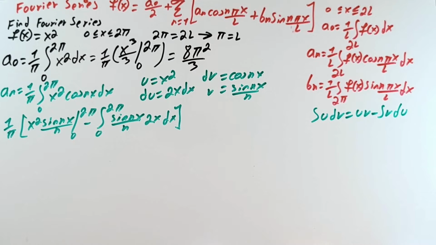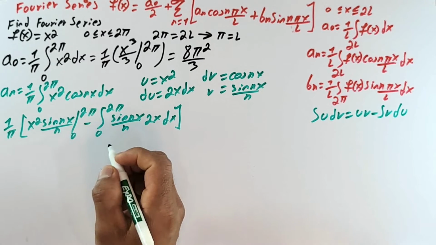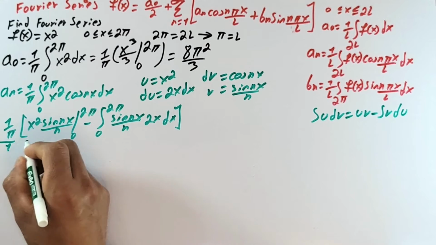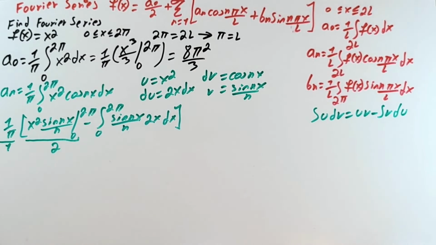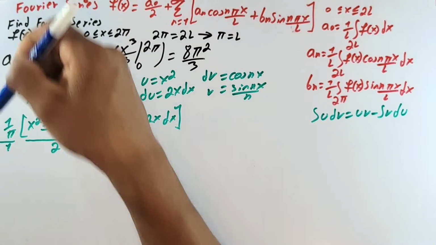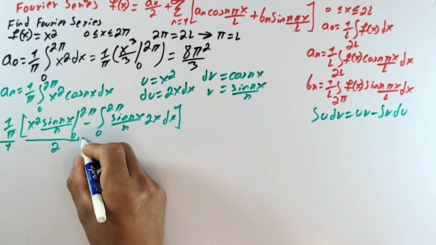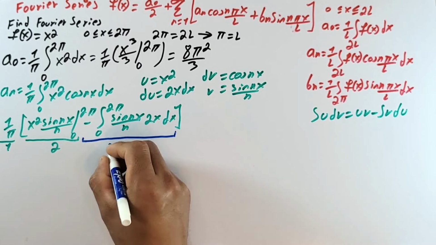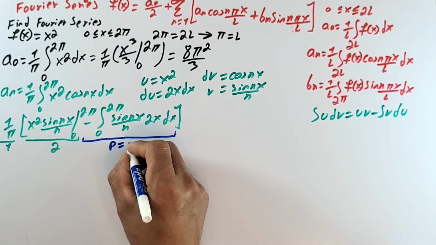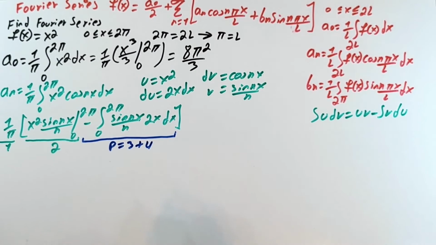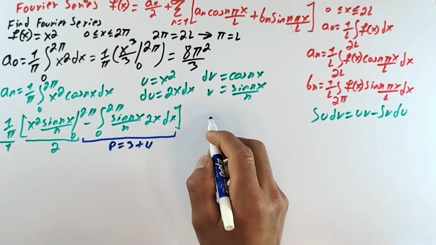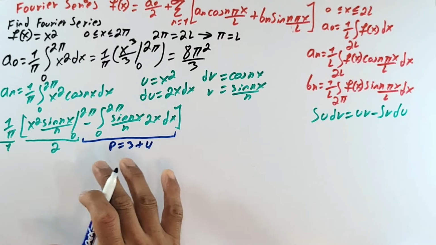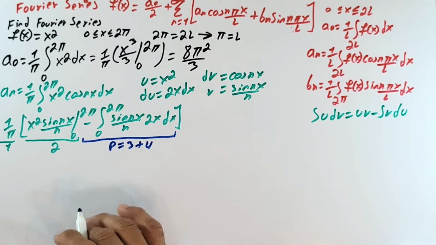Here's a good idea to label this so we don't get confused. I'm going to label this 1. I'm going to label this 2. And the remaining term, I'm going to label it 3 plus 4. You're going to see why in a second. The reason is because I have to do integration by parts again for this integral. If you don't label it, it's very hard to keep track of all the terms.